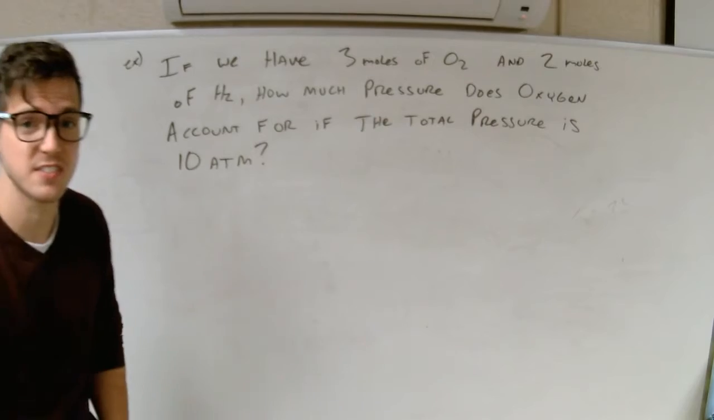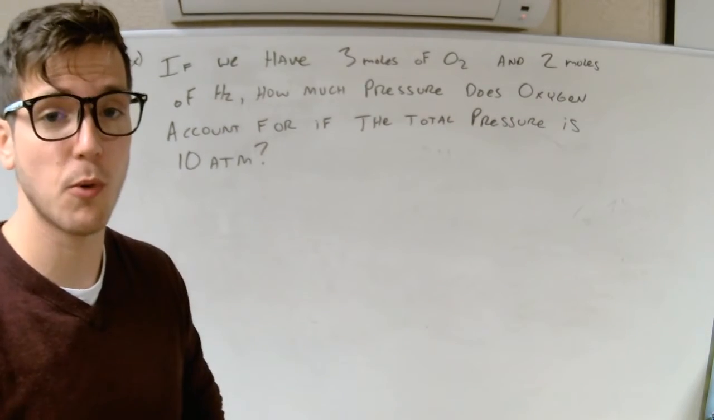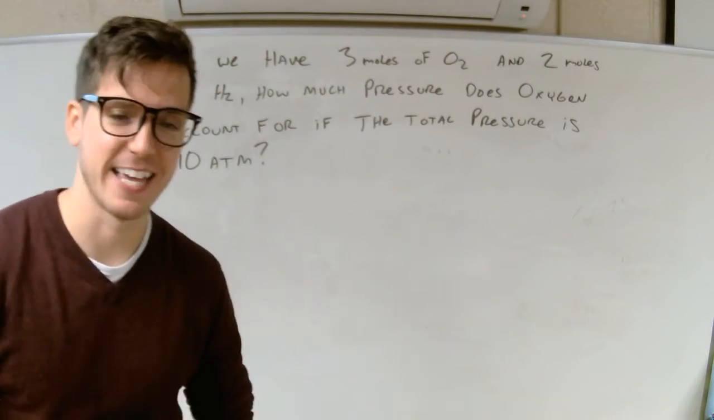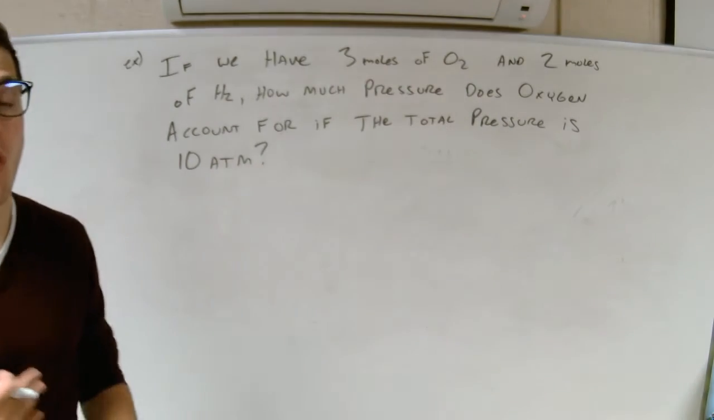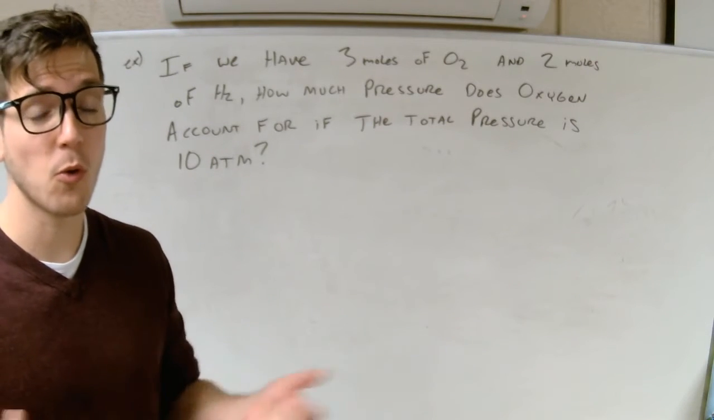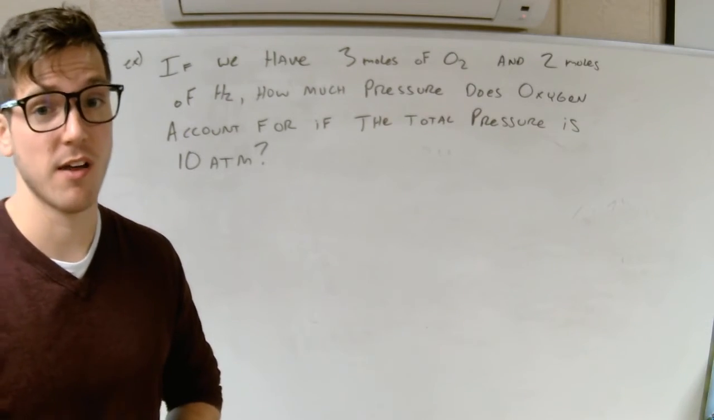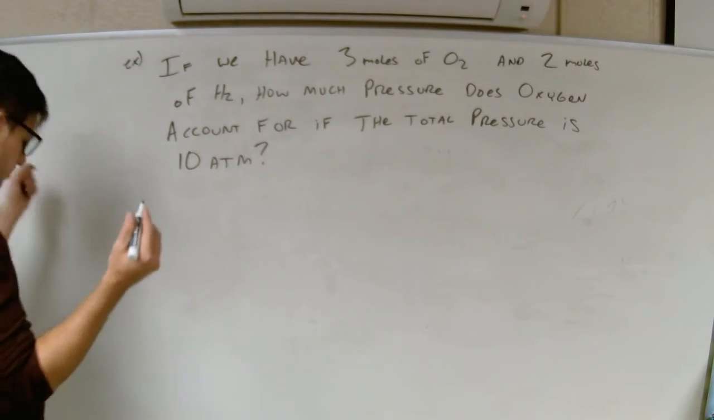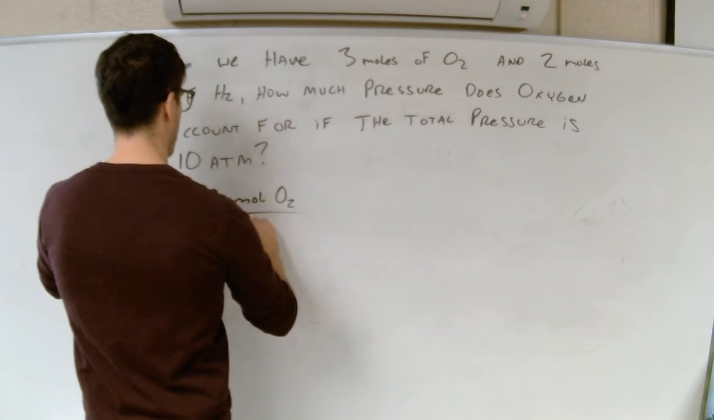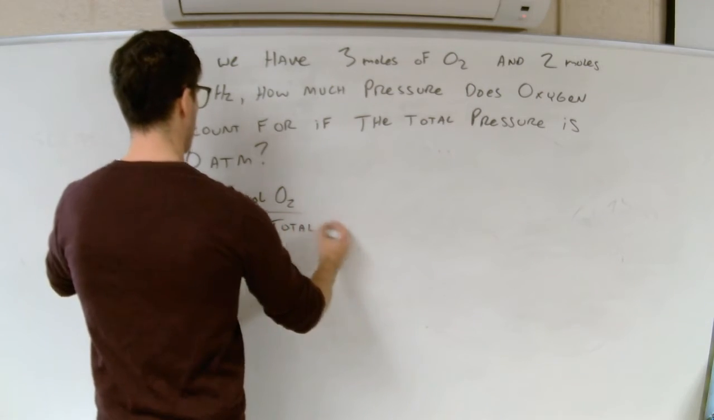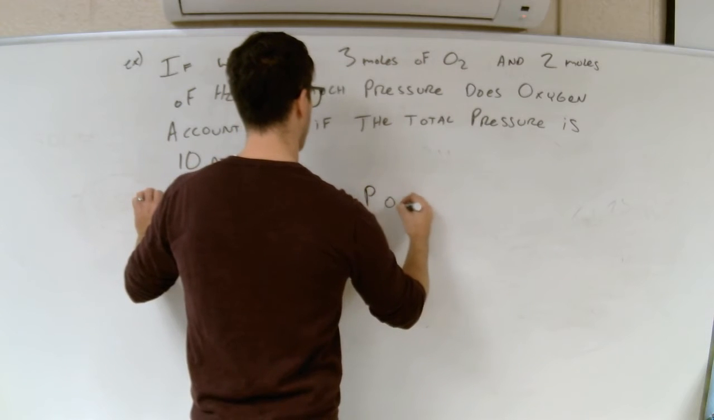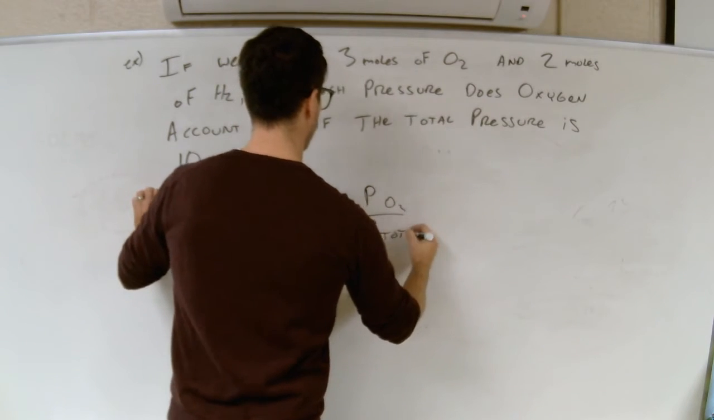Alright, so in this example, if we have 3 moles of O2 and 2 moles of H2, how much pressure does oxygen account for if the total pressure is 10 atm? All we have to do is look at how much oxygen makes up of the total moles, and it should make up that same ratio of the total pressure. So what I like to do is put moles of O2 over moles total, and then I'll put the pressure of O2 over the pressure total.